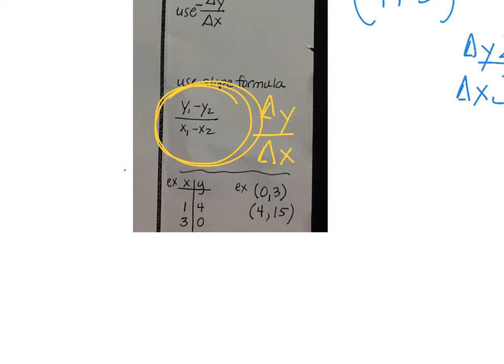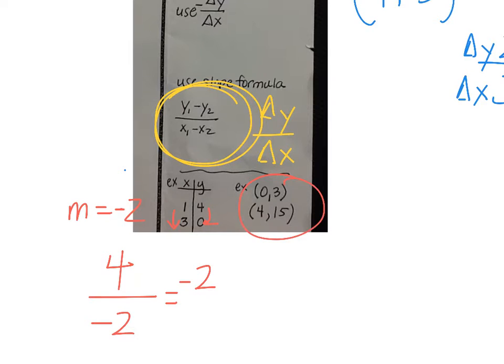So this first example, the change in y, 4 minus 0 is 4. And 1 minus 3. So whatever direction you go with the y's, do the same thing with the x's. So 1 minus 3 is -2. So if I simplified that one, 4 divided by -2, that would be -2 over 1, or just -2. So the slope here, and remember slope is the m, and y equals mx plus b, is -2.